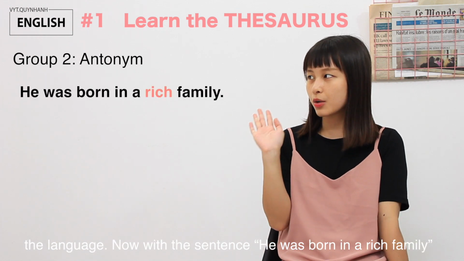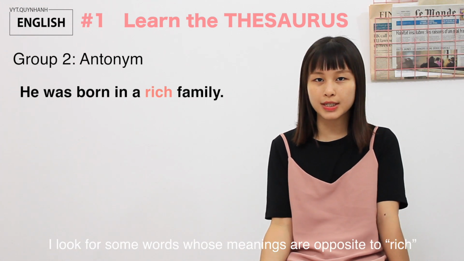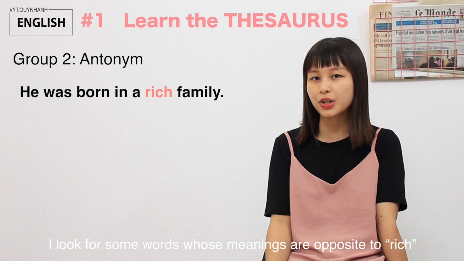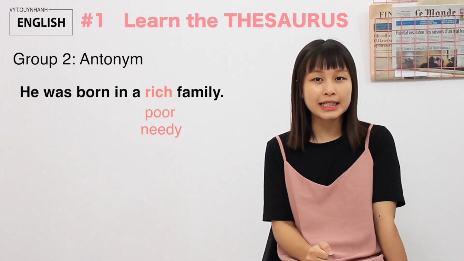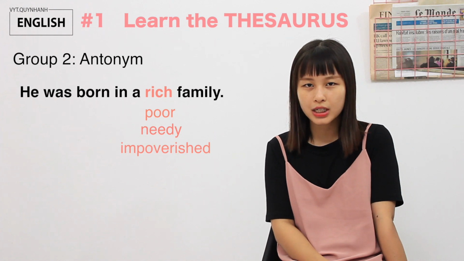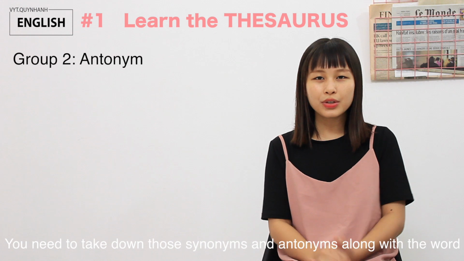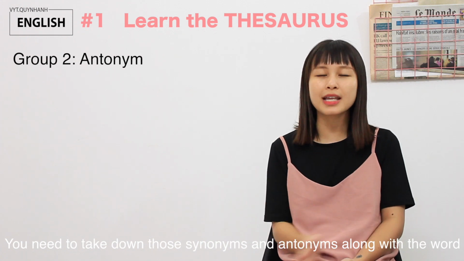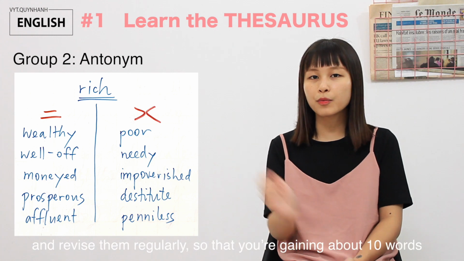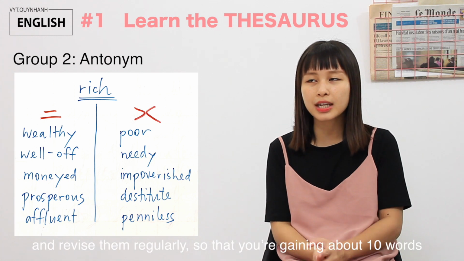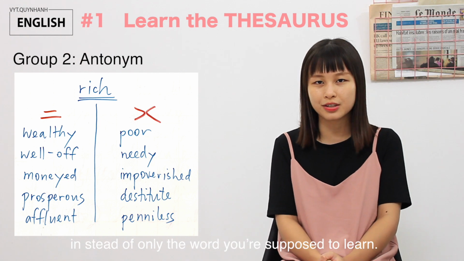Now with the sentence, he was born in a rich family, I look for some words whose meanings are opposite to rich, and I had some antonyms such as poor, needy, impoverished, destitute, penniless. You need to take down those synonyms and antonyms along with the word like this and revise them regularly so that you are gaining about 10 words instead of only the word you are supposed to learn.